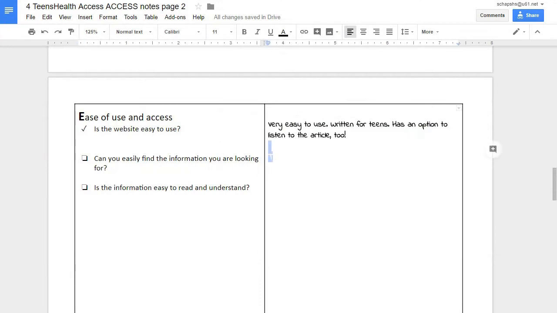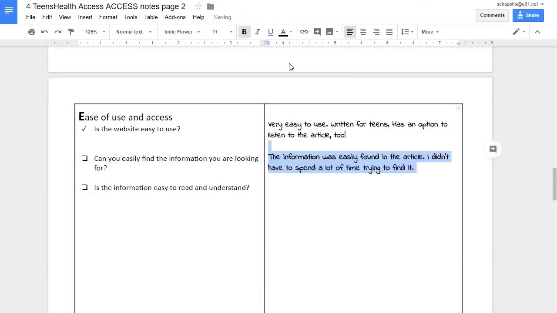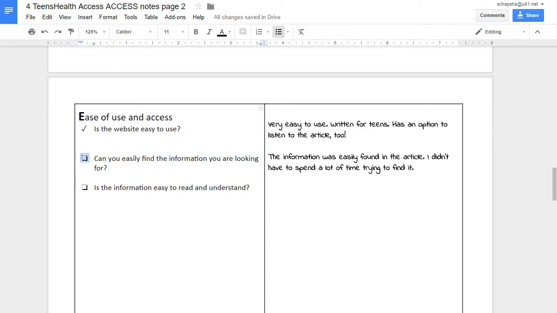So on the checklist, I want to make a note that I did find that this website easily organized itself so I could find the answer to my question about how much food a teen should eat. It didn't take me a whole lot of time other than reading the 4 pages of the article and watching the short video on how to use food labels. So it didn't take me a long, long time to find my answers. So I'm going to put a check mark there as well because I was easily able to find the information.